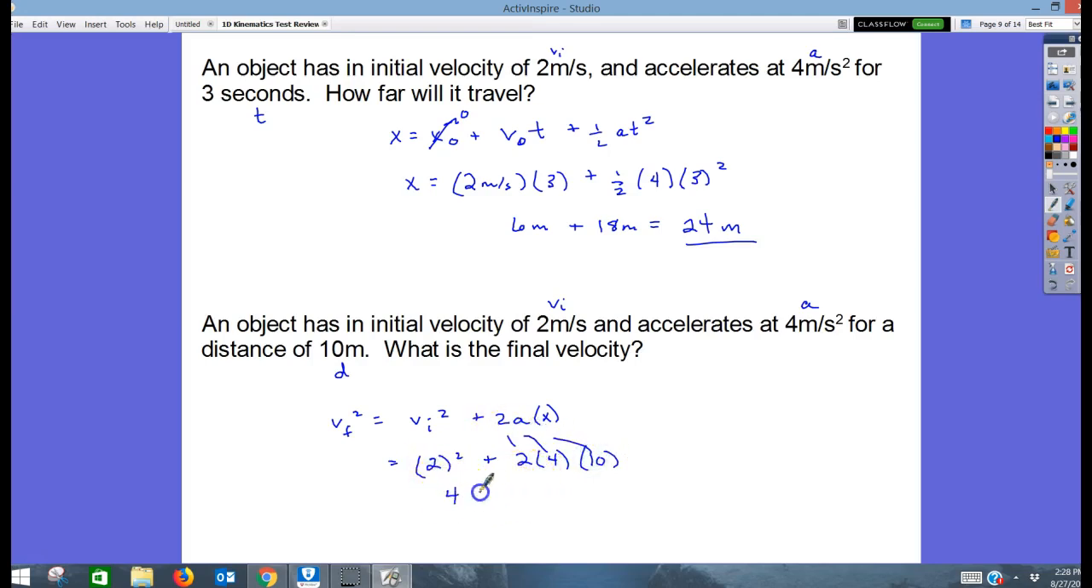So 2 squared is 4. 2 times 4 is 8, times 10 is 80. So the square of our final velocity is 84. And to solve for that, I have to take the square root of both sides, and I get the final velocity is about 9.2 meters per second.